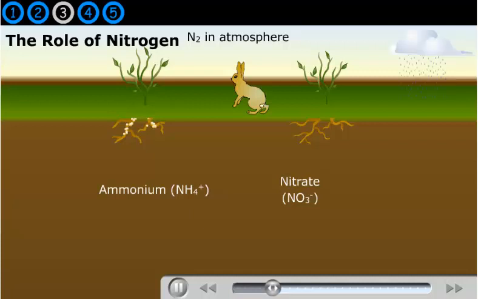A small amount of atmospheric nitrogen is made up of ammonium and nitrate, which are deposited in the soil by rain. But this only makes up 5 to 10% of the nitrogen used by plants. Let's see how nitrogen gas is converted to ammonium and nitrate.